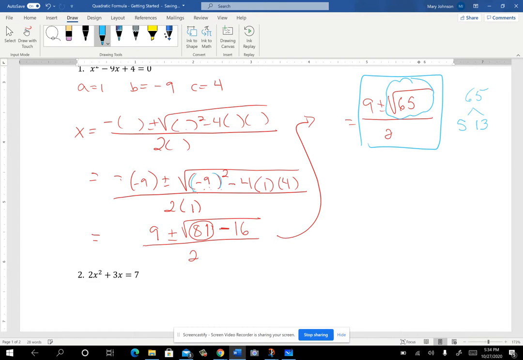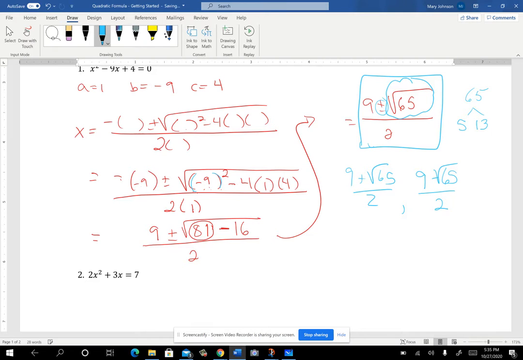Now, this is really two things. It's 9 plus square root of 65 over 2, and it's 9 minus the square root of 65 over 2. Okay, and both of those are approximately equal to some decimal number. But this right here is called the simplest radical form. So you could just leave it together with the plus or minus like that. That would probably be the easiest thing.